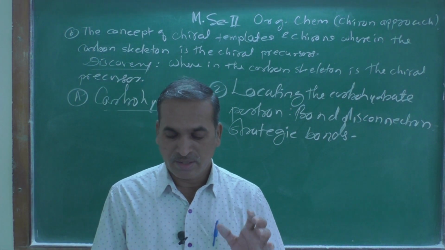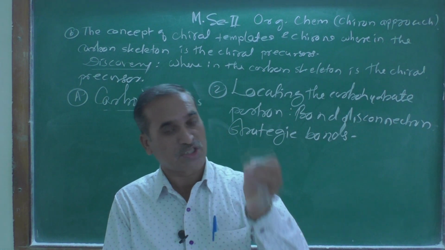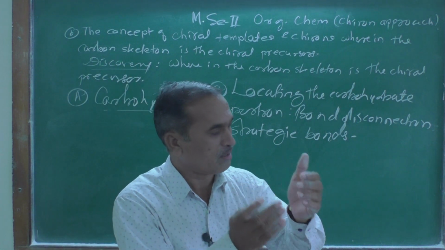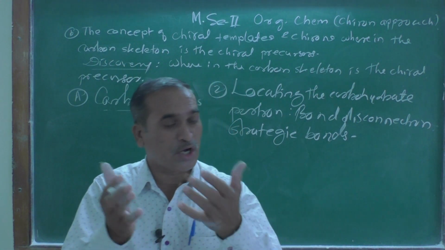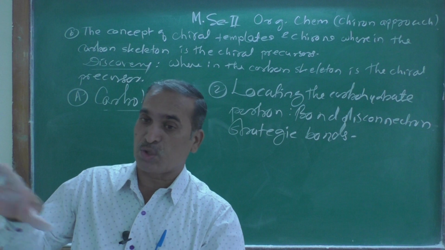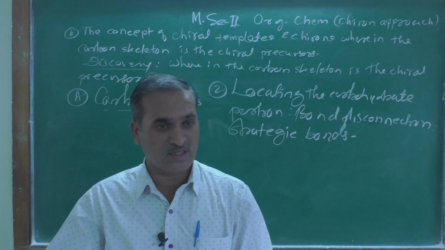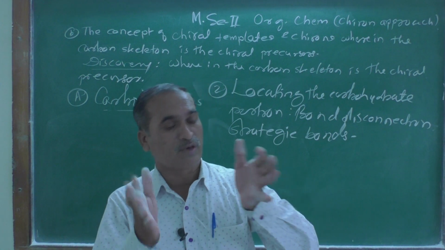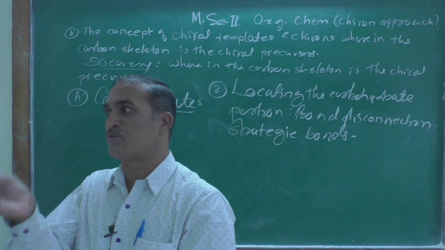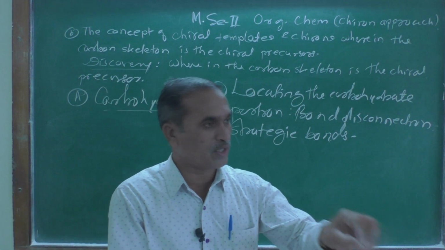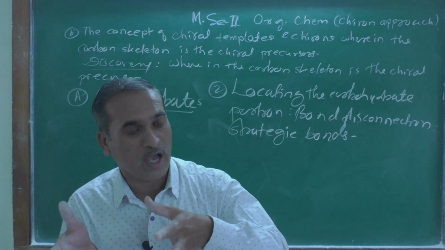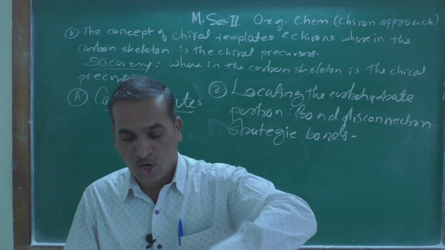As we know, chiron is a word made from two terms. One comes from the retrosynthetic analysis, retrosynthesis. And finally you have to keep in mind that we are using a chiron approach, which means your starting material should contain a chiral center, and then you have to think according to that.